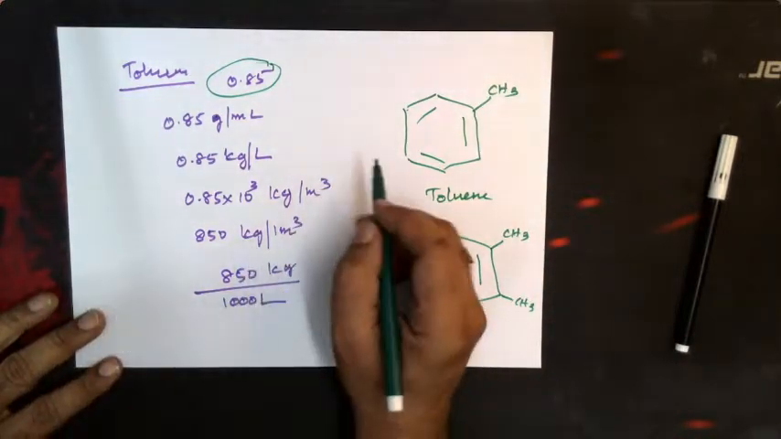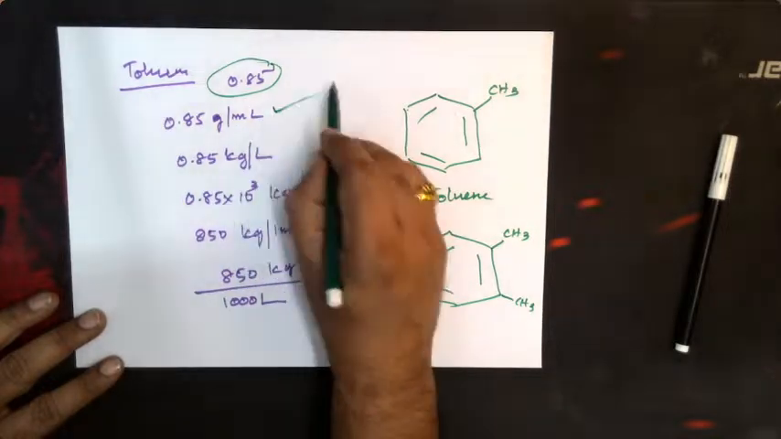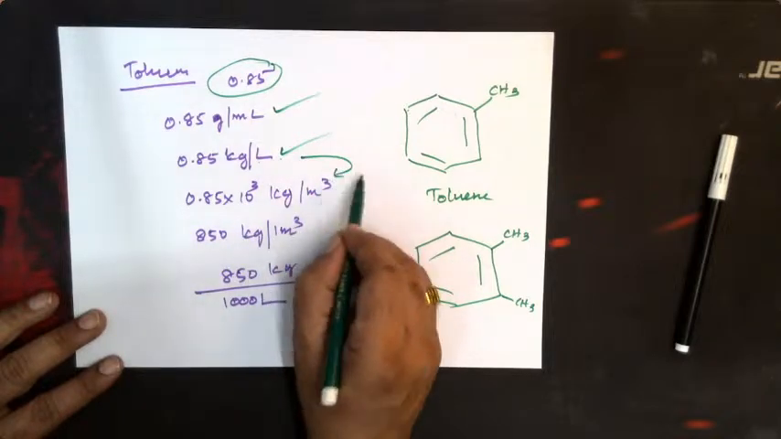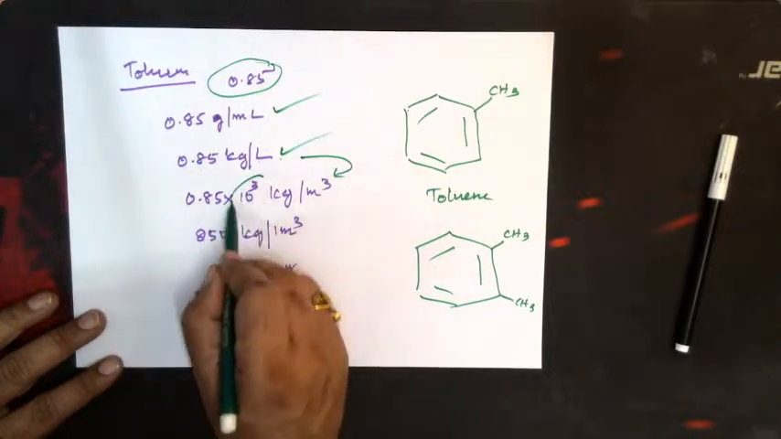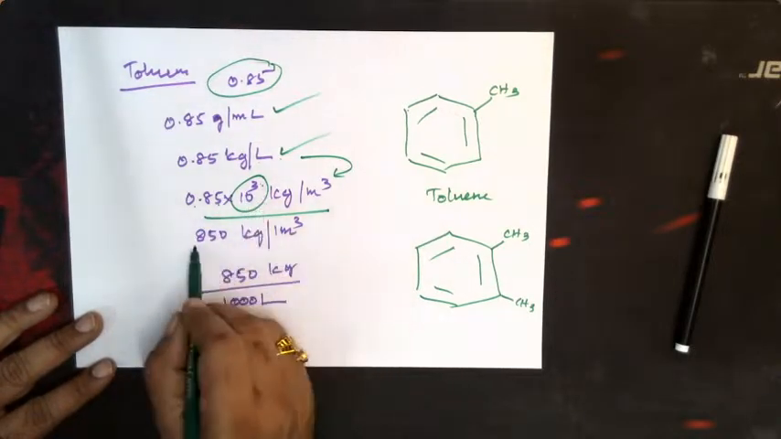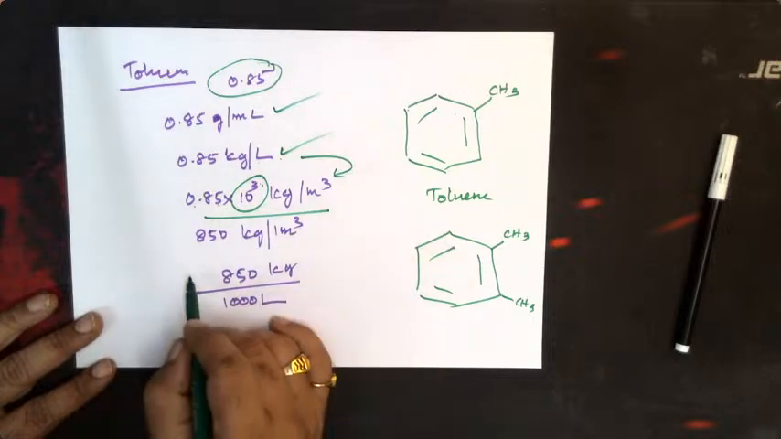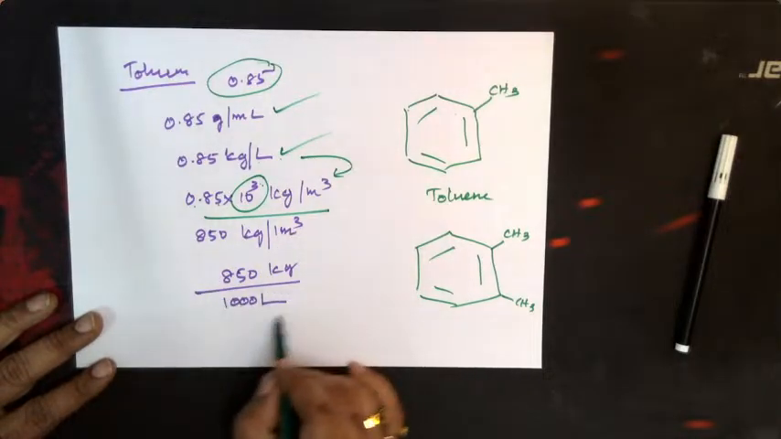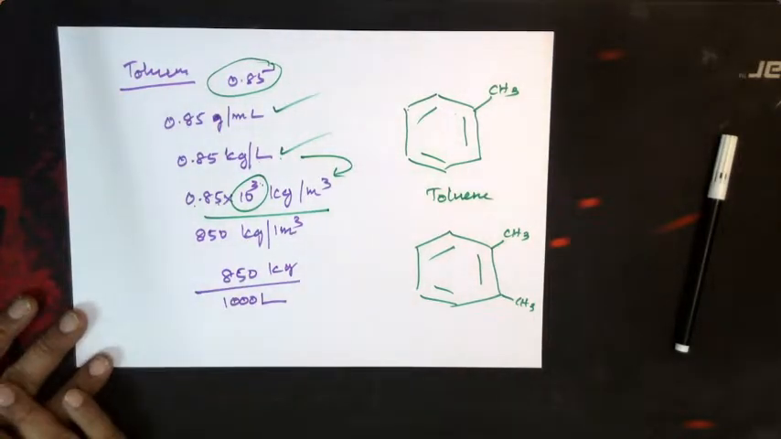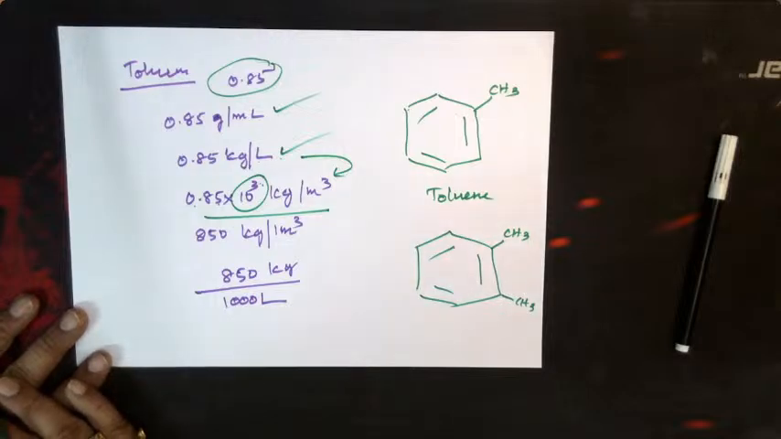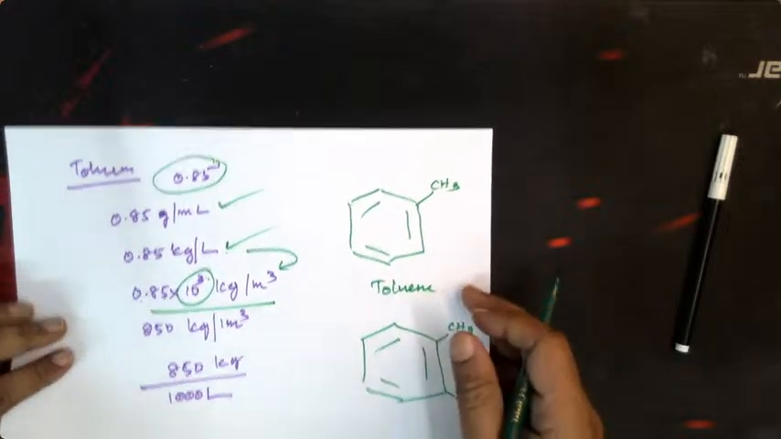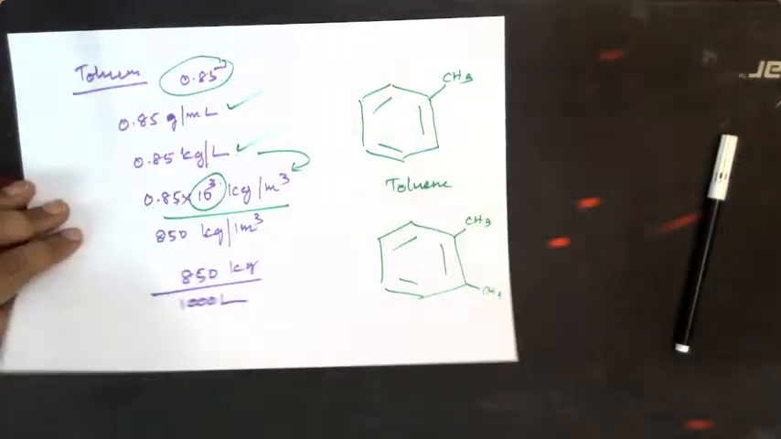So 0.85 gram per ml can be represented as 0.85 kg per liter. You had to convert this into cubic meter. What I told you, multiply by 10 cube. Now 0.85 into 10 cube is equal to 850 kg per cubic meter. What do you understand from this? When you take 1000 liter of toluene, it weighs 850 kilogram. The density of water is 1. It means 1000 liter is equal to 1000 kg. That is, 1 liter is equal to 1 kg. Likewise, you should be able to remember these aspects.